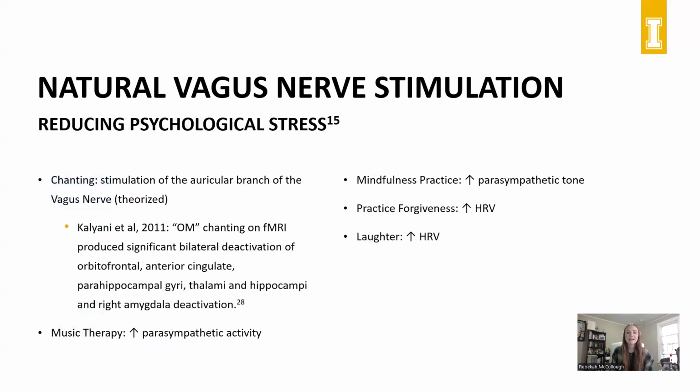So for reducing psychological stress, there's a super interesting study having to do with chanting and how that can actually stimulate the auricular branch. That ear branch of the vagus nerve is the theory of how this works. But Kalyani et al. in 2011 did chanting while doing an fMRI, and it produced significant bilateral deactivation of the brain in several different areas.